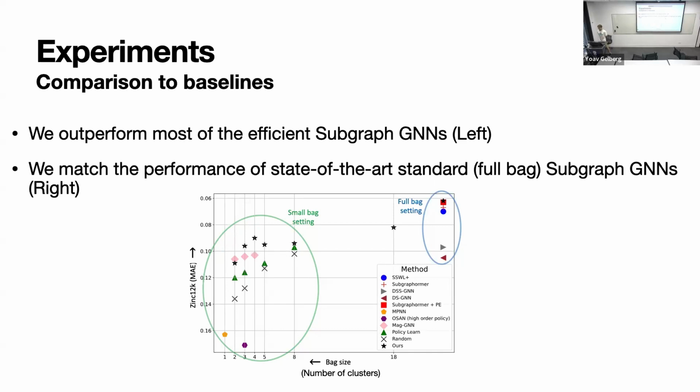And our method pretty much outperformed all of these baselines across almost all bag sizes. And we also have a representative somewhere in the middle, which the other efficient subgraph GNNs cannot really have.